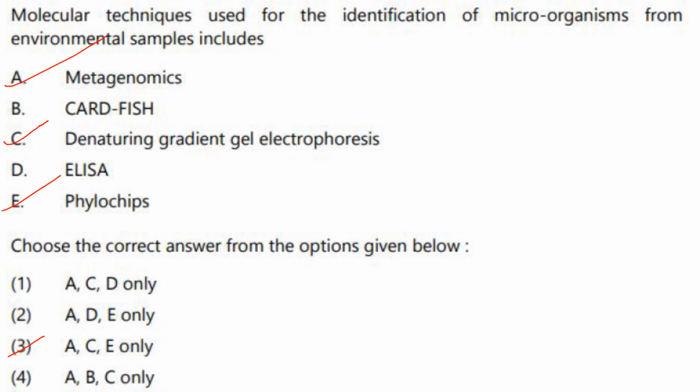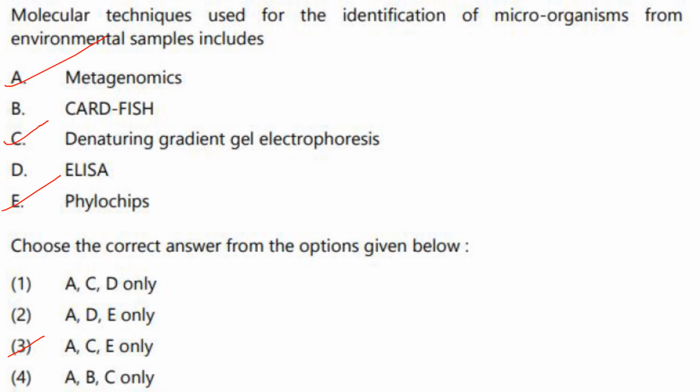Then denaturation gradient gel electrophoresis. It is used to separate and analyze DNA and RNA molecules based on their melting properties. That is what denaturation gradient gel electrophoresis does. So C is also correct.